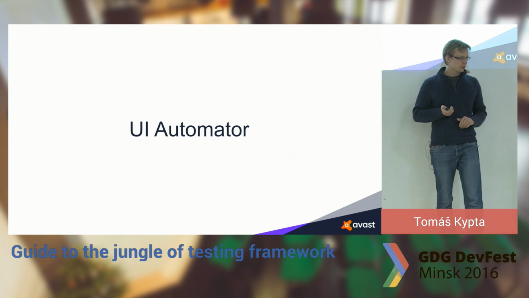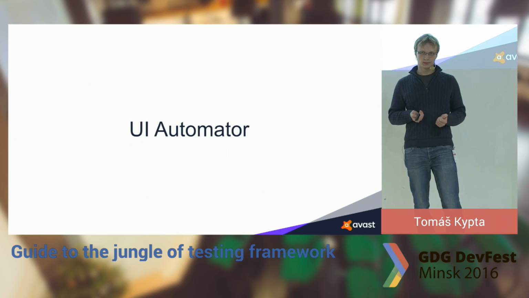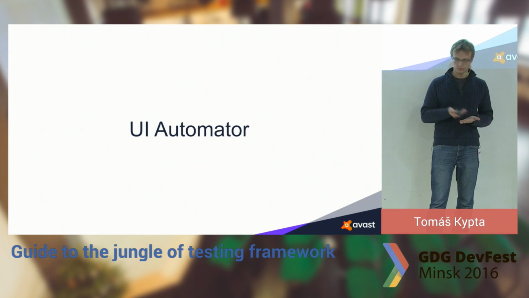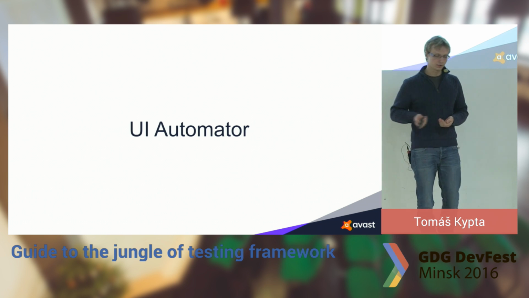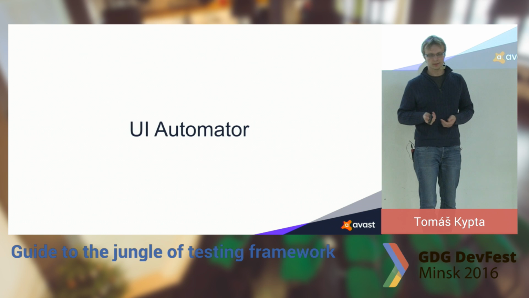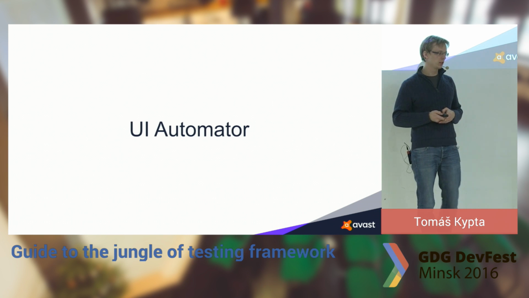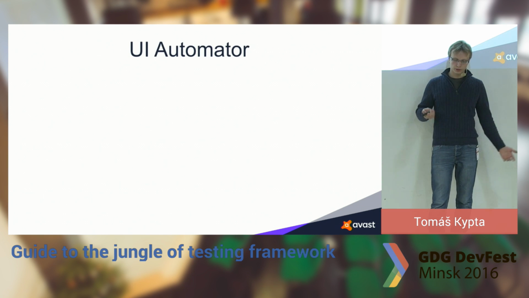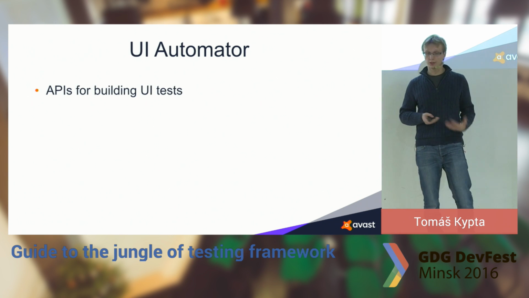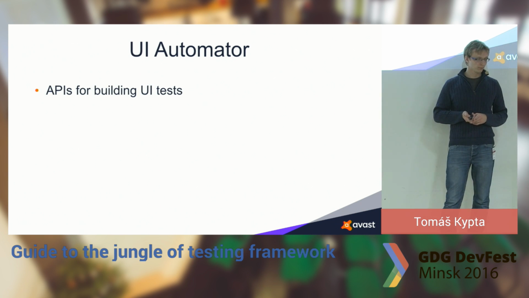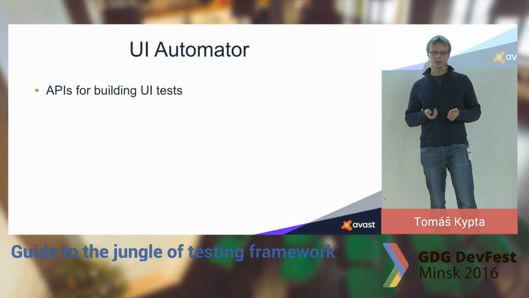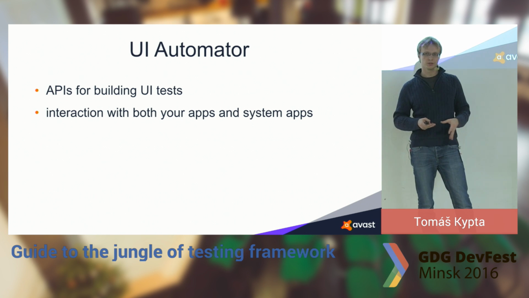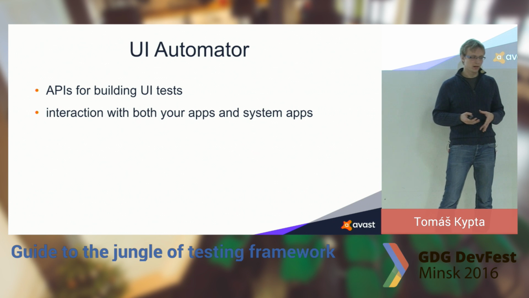But UI Automator is more for QA. Developers usually don't use it much. For example, our QA engineers are writing UI tests and some end-to-end tests in UI Automator. UI Automator contains some APIs for writing UI tests, and it is able to integrate not only with your application, but it can also work with the system application and other applications. So that's why it's very useful.